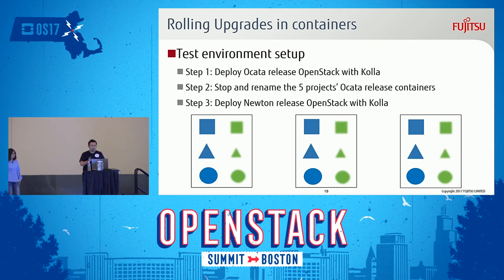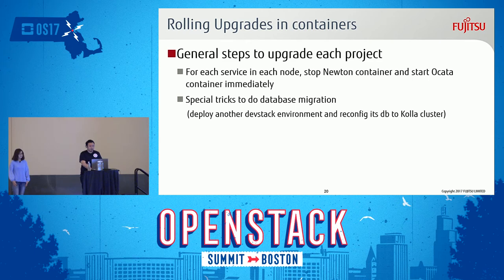This ensures that we have both container versions of the OpenStack service running on the same node, and then we can start manually and do not lose the config or environment settings. So the general step for rolling upgrade in each project is, for each service in each node, we stop the Newton container, and then we start the Okata container immediately. And we do a special trick for the database migration: we deploy another DevStack environment and reconfigure the DevStack DB to the Kolla cluster for ensuring the online data migration or trigger can come.